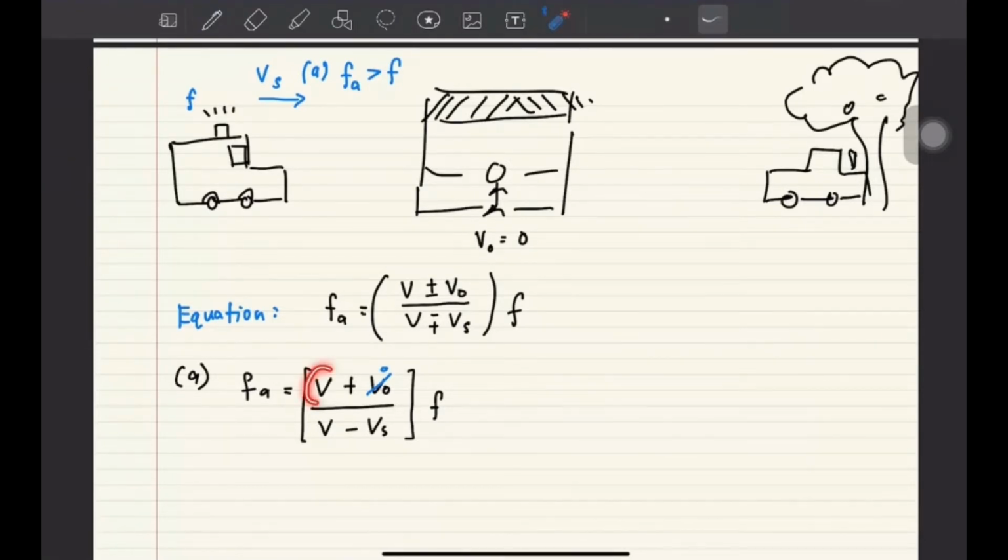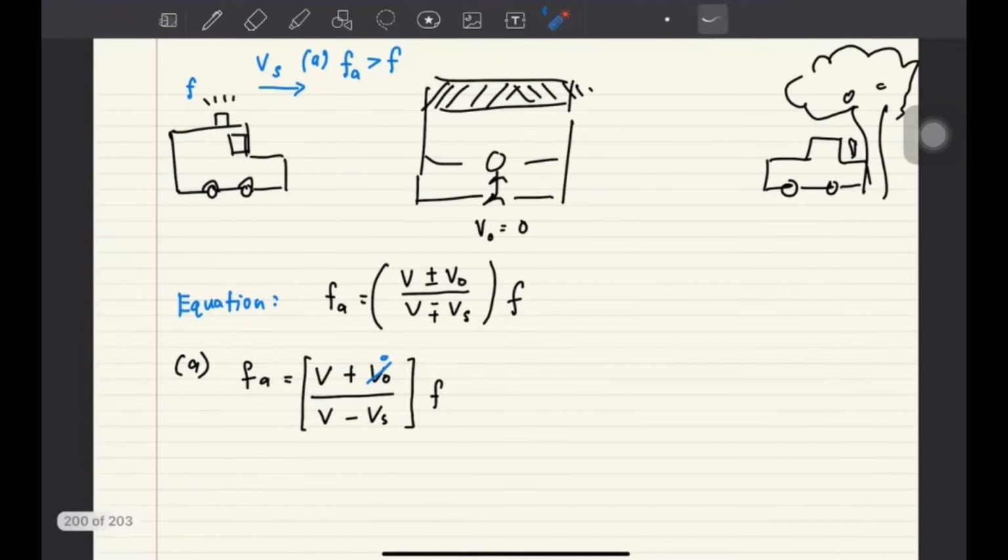So the V here, normally they will give you in terms of meter per second. Sometimes they might give you the speed of the ambulance in kilometer per hour. So you have to make sure the unit is the same. Biasa kita convert kmh ni kepada meter per second lah. So that you can substitute inside the formula and you get the final answer in SI unit which is in Hertz. F di dalam Hertz. Okay, that one is for the first situation.